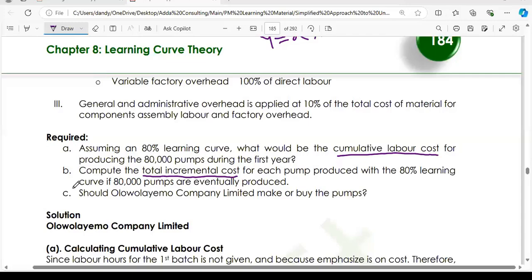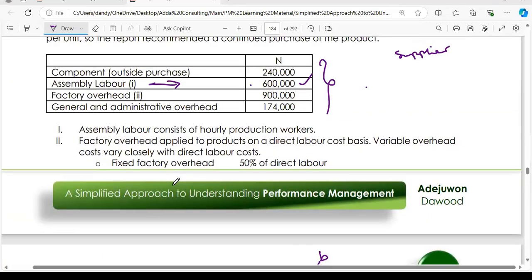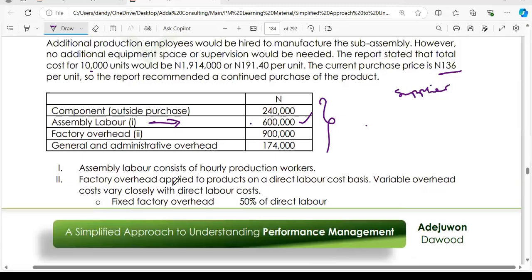Now, what the examiner is asking you in the B part of the question is that you want to determine total incremental cost. Examiner did not tell you to calculate labor cost alone. So when you say incremental total cost, all you need to do is to consider the components that you have in the table as given to you in the question. What is the cost per pump? Cost per unit of the components.